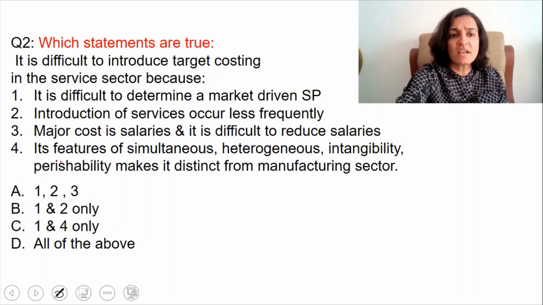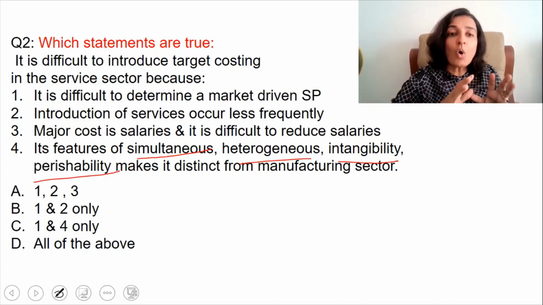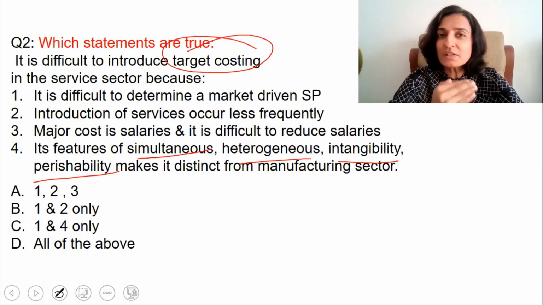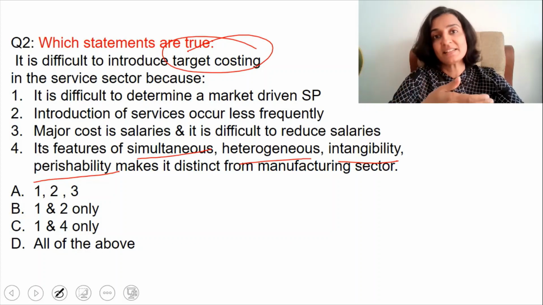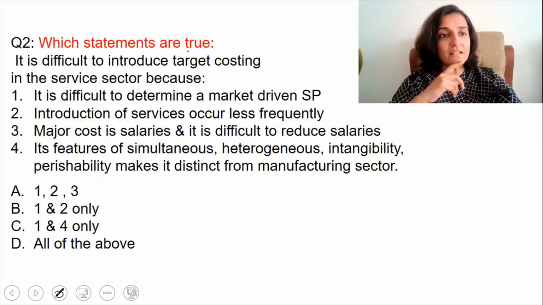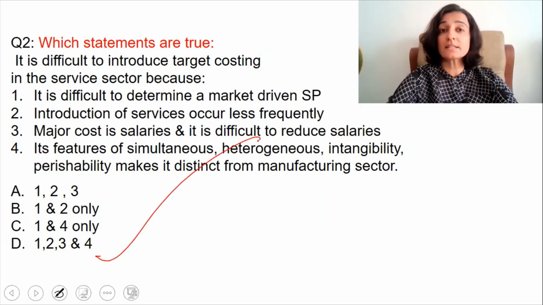So all the features, simultaneous, heterogeneous, intangibility and perishability, make it difficult for target costing to be introduced in the service sector in an efficient manner. We could introduce it to a limited extent, but not to the extent that we are implementing it in the manufacturing sector. So what is the right answer? All these four statements are right. So the right answer is option.